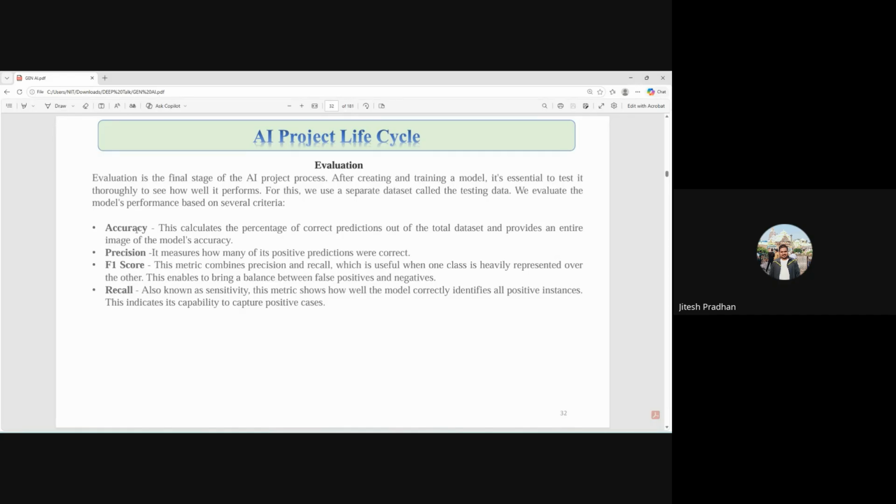We try to plot the ROC curve, that is the receiver operating characteristic curve. We try to plot the AUC, area under the curve. If it's a deep learning related problem, then we will also visualize the pattern of training loss and validation loss, and training accuracy and validation accuracy, to analyze whether overfitting or underfitting is there or not. So these are the evaluation strategies for a classification problem.